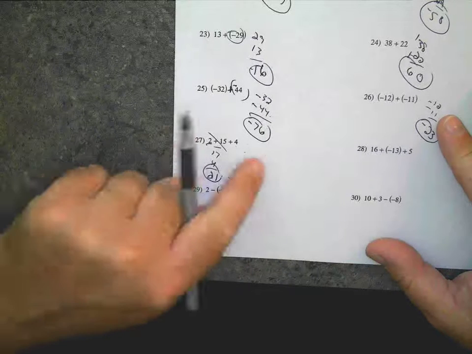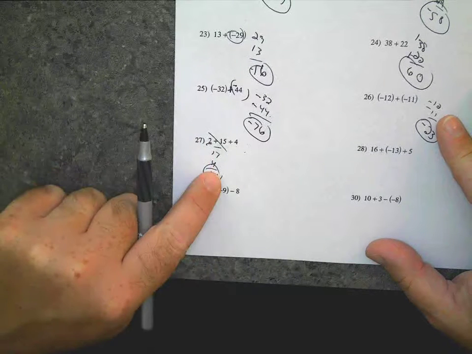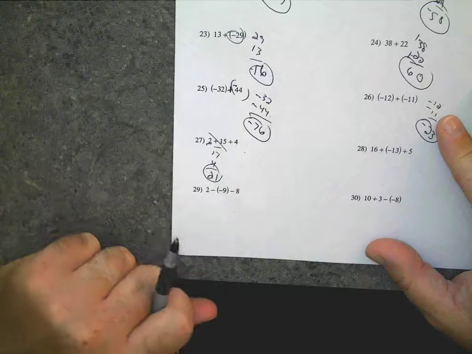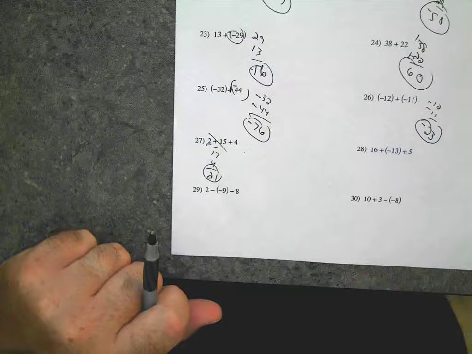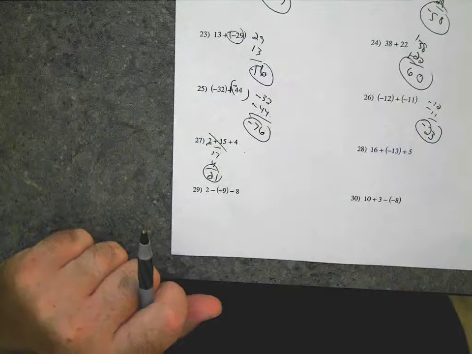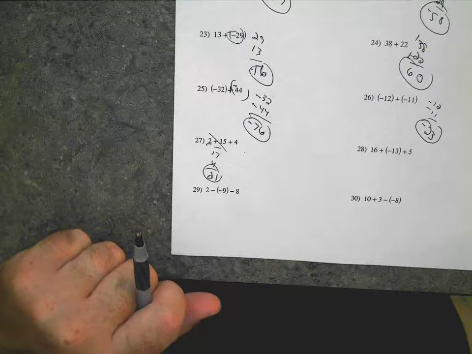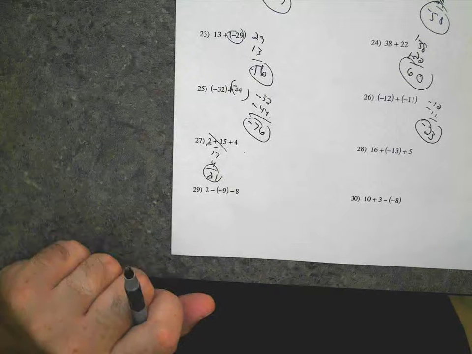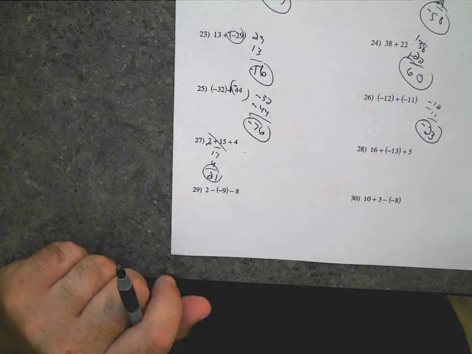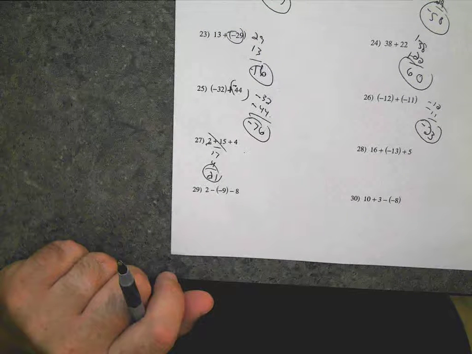I kind of like to chicken pluck them and take little guys, put them together. 2 and 4 is 6. 15 and 6 is 21. Now, that only works if it's all adding. That's switching the order. We're talking about properties of when we're allowed to do that and when we're not allowed to do that. 29 is a beast.